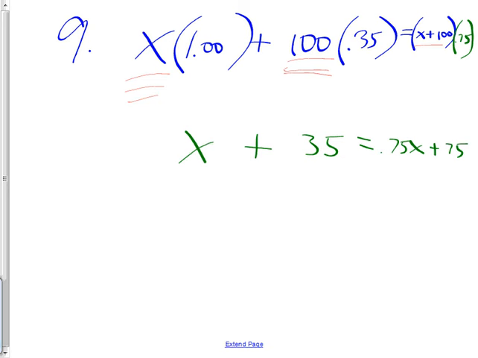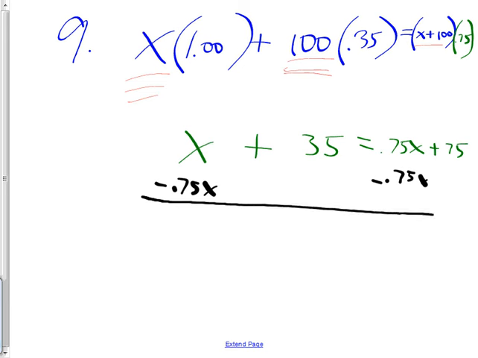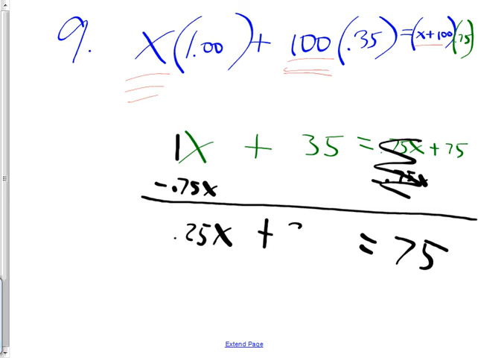And now I might graph both sides and see where they cross. Or if I'm just feeling like I'm going to solve it the normal way, subtract 0.75x. These cancel. And then I have to do, what is that? Well, it's 1x minus 0.75x. It's like $1 minus 75 cents. 0.25x plus 35. And from there, I would subtract 35 and divide by 0.25. But if you were graphing this whole time, you'd probably already be done. So your choice, you pick.